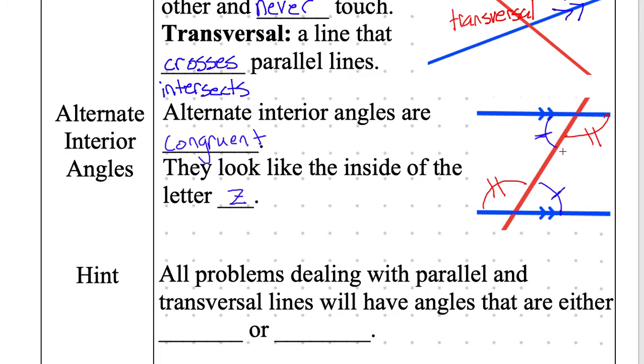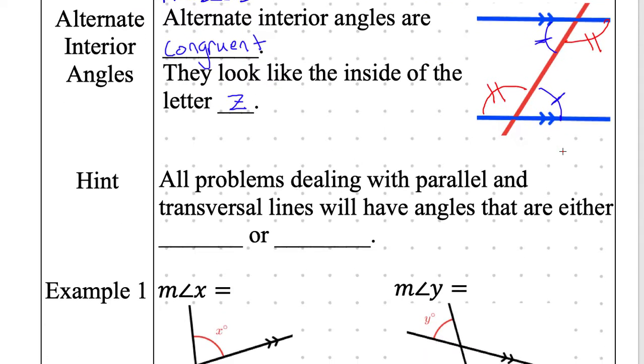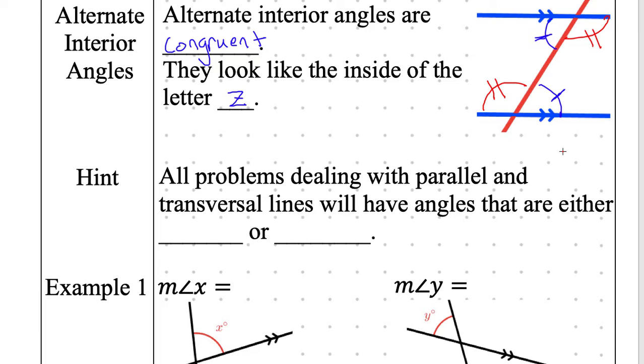Normally, I would confuse you with a ton of theorems on day one. I'm just going to go with one at a time. Here's your hint when solving the following problems: all problems dealing with parallel and transversal lines, that's all of today's lesson, will have angles that are either, there's only two possibilities. One of them is a word that I've already talked about in the last two fill in the blanks.